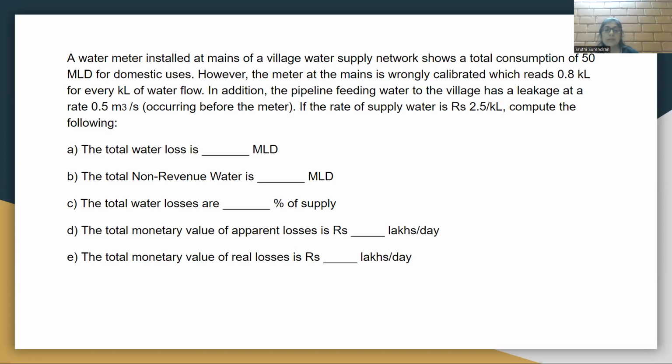Percentage of water losses will be the total water losses divided by the system input volume, into 100.